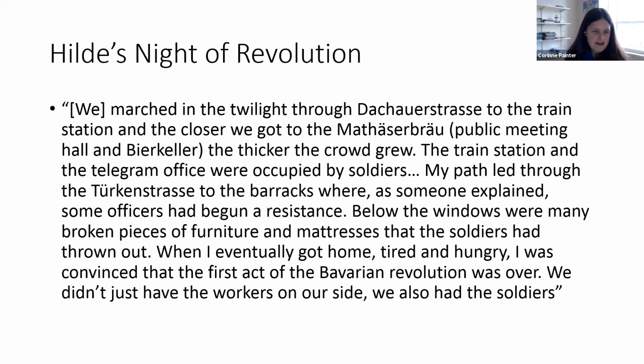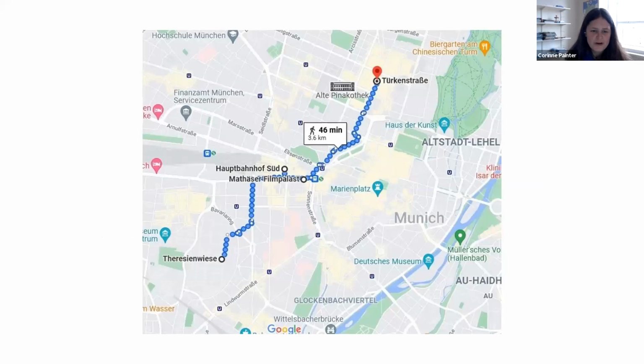And the other lovely thing about her description is she describes exactly where she went. And you can do this walk today in Munich. So I just pulled this off Google. You can see in the bottom of this image the Theresienwiese, so that's where she would have gone to hear the speeches at the beginning, and then where she walks to the train station, the Malteser, which is now a cinema, and then all the way up to Turkenstrasse, which is where the barracks were. And you can see here it takes 46 minutes according to Google, but I expect it probably took her a bit longer while she was having a revolution on the way.